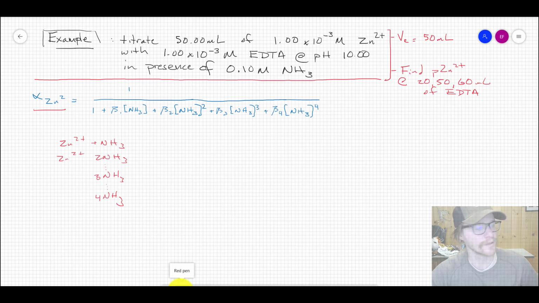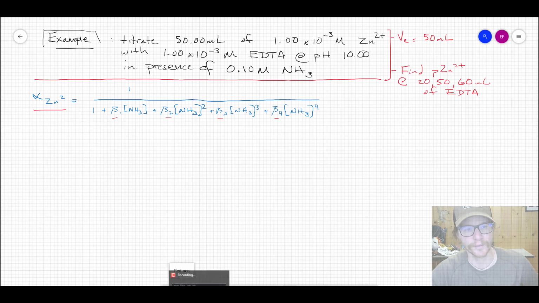So we're going to use the cumulative formation constant for each, so that's beta 1, 2, 3, 4. You can look these up on the internet. These come straight from an appendix in the back of your book. So I'm not going to write them all out here just because it's a lot of writing, but you can grab these straight from the back of the book. So that's what I'm using to compute these.